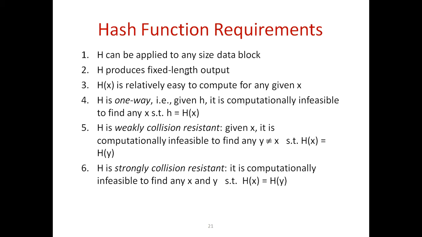What is the difference here? Simple. You get the hash code from the message, but you cannot get the message from the hash code. That is called a one way function. And there is a weak collision resistance property. A hash function is weakly collision resistant.